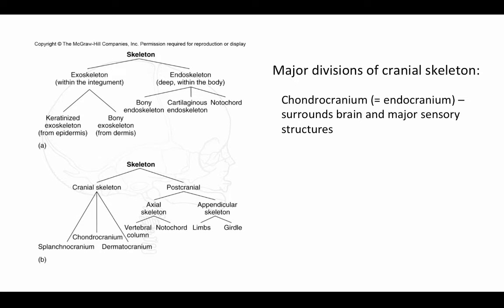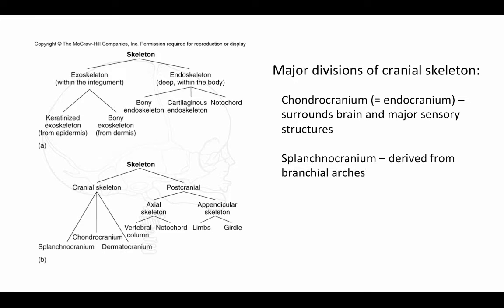For the cranial skeleton, it's divided into three major divisions. So the first is the chondrocranium, also known as the endocranium or the neurocranium. And the job of the chondrocranium is to surround and protect the brain and the major sensory organs, so the eyes, the ears, and the nose.